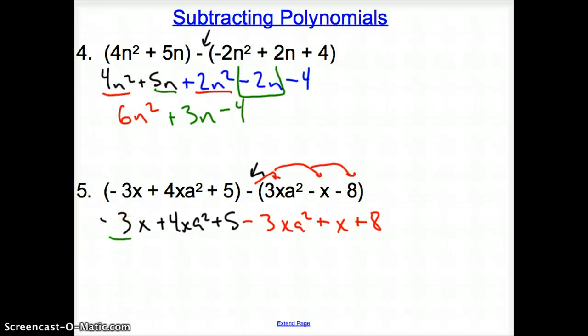So I start with a -3x. Just know that this is a negative. I put that negative sign way out ahead of it. Here I have a x. So now it's -2x.